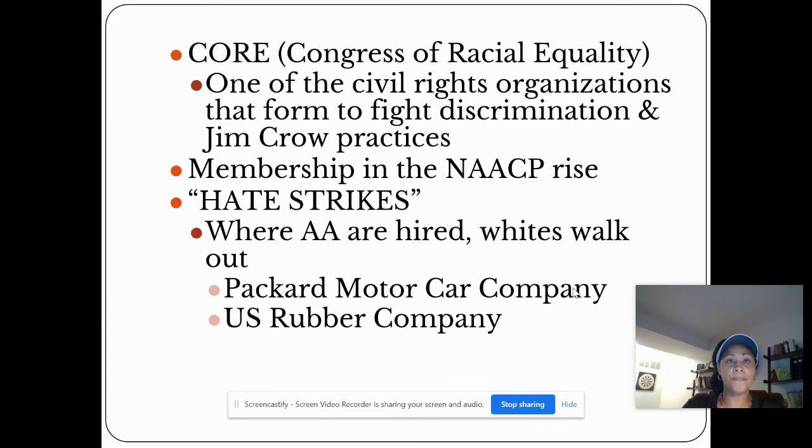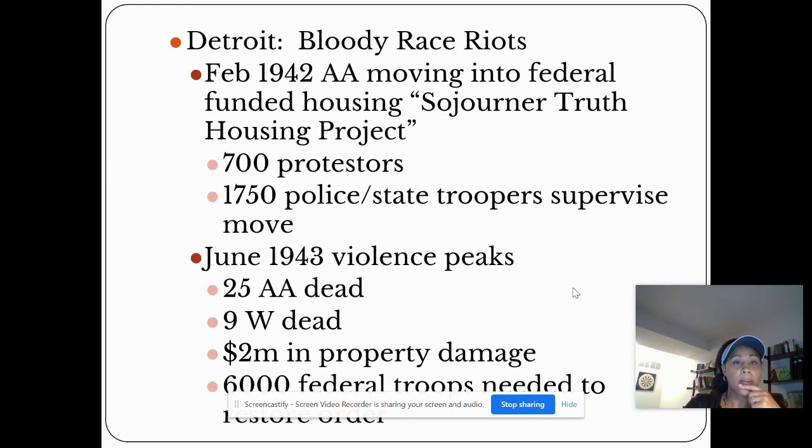So I'm going to skip on. You can read the rest there. More about CORE, NAACP. These things are all going on in the home front. And they also have other riots because of that. So definitely take time to read about the violence that's taking place within the U.S. in some of these cities.